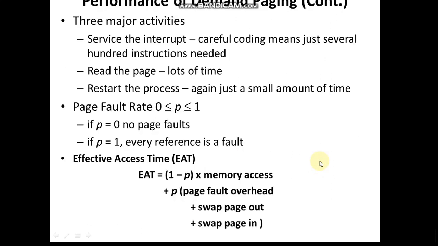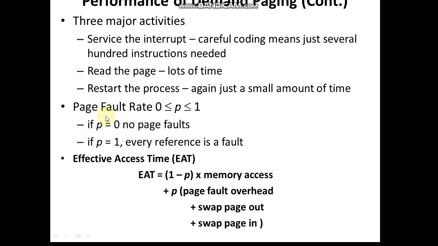Now we'll see the performance of demand paging. Service the interrupt is one of the major activities. Read the page, because it has to be brought in. Restart the process. Again, just a small amount of time is required here. So this is the additional overhead that is affecting the performance of demand paging. These are the three major activities. Among those 12 different stages, we find these are the three major activities which are hindering the performance of demand paging. The page fault I have explained already.